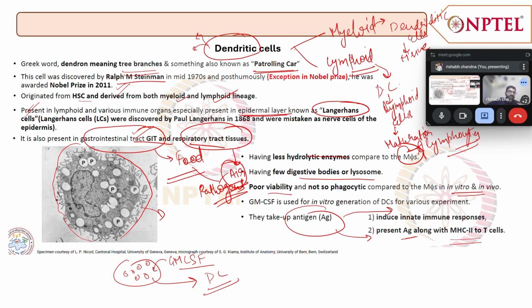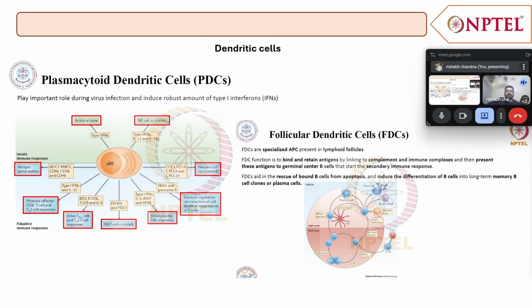Okay, so because T cells depend upon these particular cells for their antigen stimulation, they can present these antigens to the T cells through major histocompatibility complexes. Okay, so this is the major role of the dendritic cells. There are two kinds of dendritic cells. First is the plasmacytoid dendritic cells or the PDCs. They have a major role under viral infection, and they induce type 1 interferons. So type 1 interferons, IFNs, are majorly involved in viral infections.